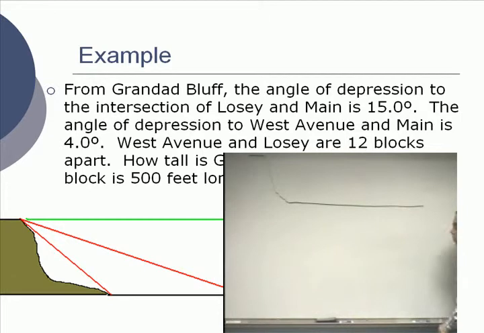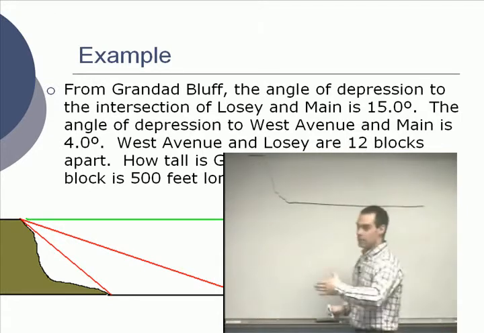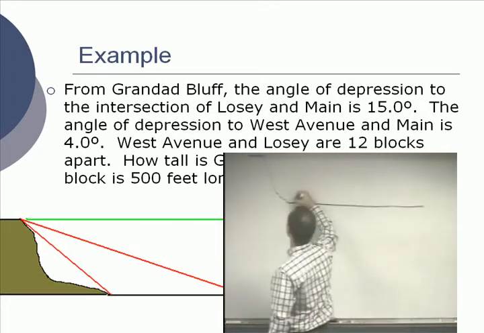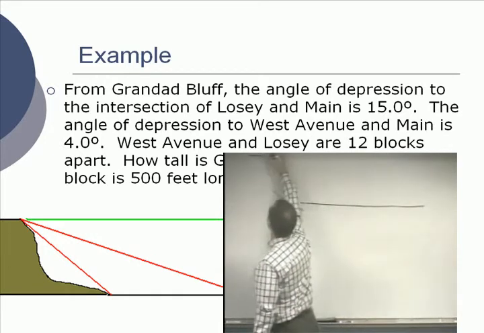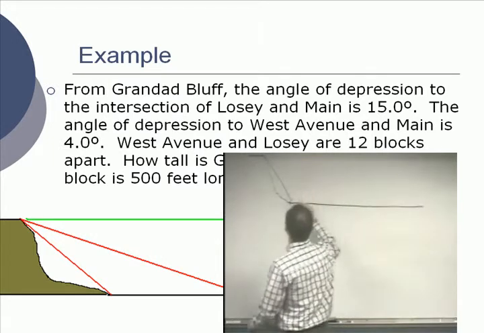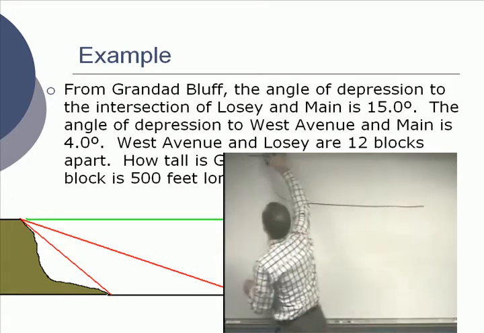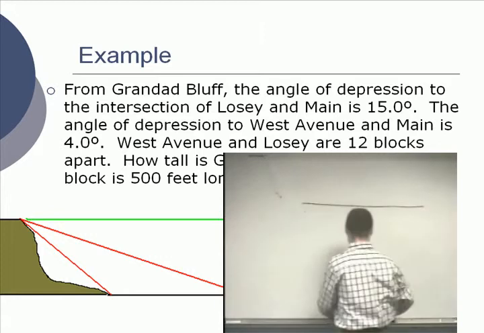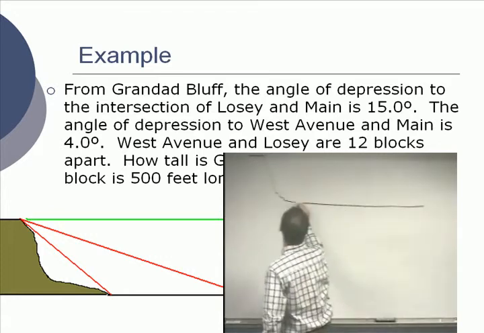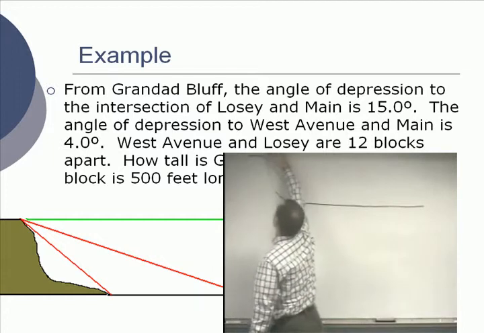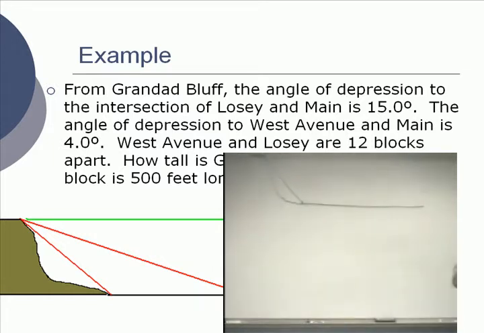One, when you look from Grandad Bluff down, the nearest major intersection you see is the intersection of Main Street and Losey Boulevard. So if you stand up here and look down to the intersection of Main Street and Losey Boulevard, you will see... I'm going to modify my drawing just a little bit here. We can measure that angle of depression. That is how many degrees down from horizontal we have to look in order to see that intersection. It turns out that it is 15 degrees.